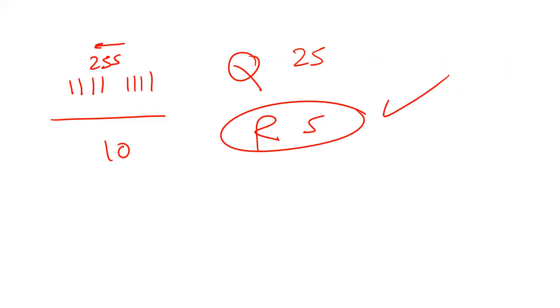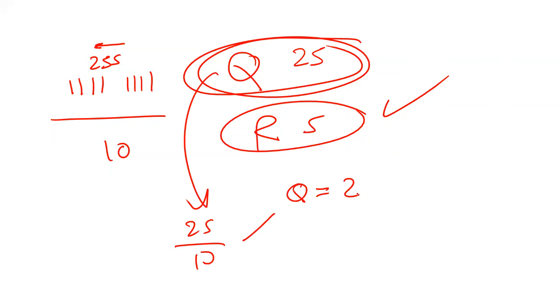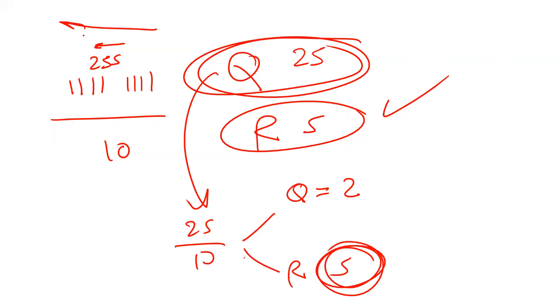Is that okay? Then I'm going to take this quotient again and divide it by 10 again. When I divide by 10, I get a quotient, which is 2, and a remainder, which is 5. So this remainder gives me another digit. So here, I got them one by one. Is that okay, guys? Any question?